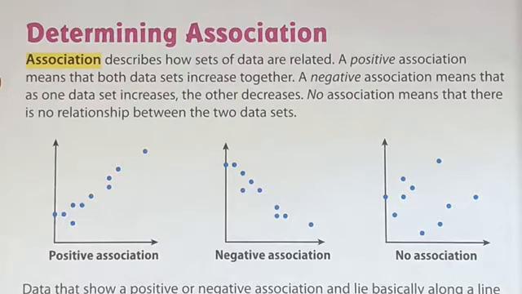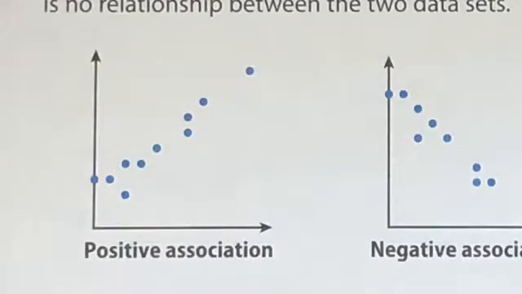Today we're going to talk about scatter plots and the types of associations that those scatter plots can reveal. An association is just the way the data sets are related. Is there a pattern that we can learn from those scatter plots? We can have a positive association, a negative association, or no association. A positive association is as one value goes up, the other value also goes up, or as one goes down, they both go down.